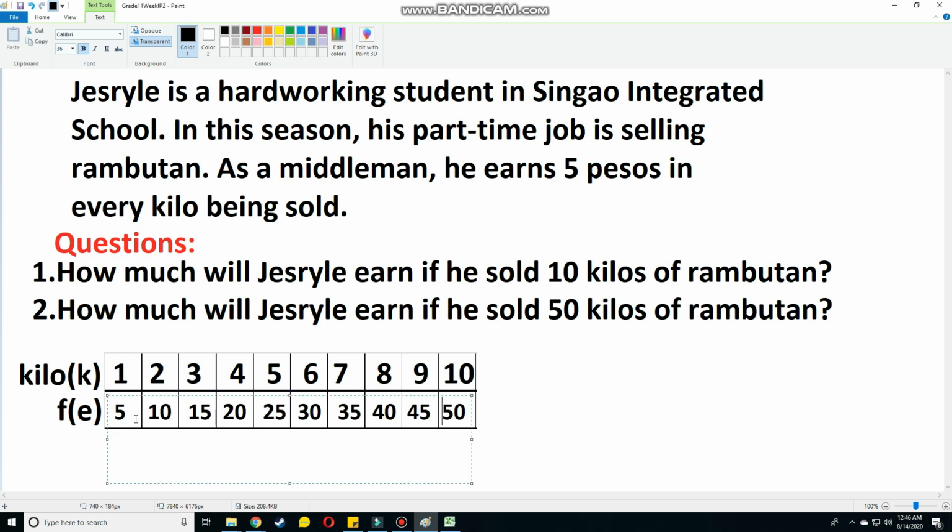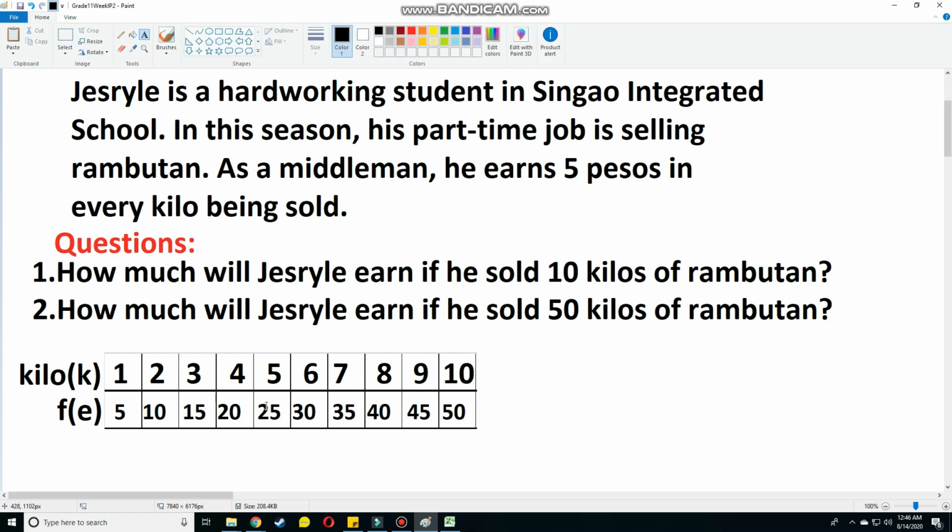Okay. Based on our table of values, we could see that in every kilo that Jasril sold, he earns 5 pesos. So from the first kilo he sold, he earned 5 pesos. For 2 kilos, he earns 10 pesos. And for the 10 kilos being sold, he earned 50 pesos. Okay, he earns 50 pesos. So now, let's answer the first question.